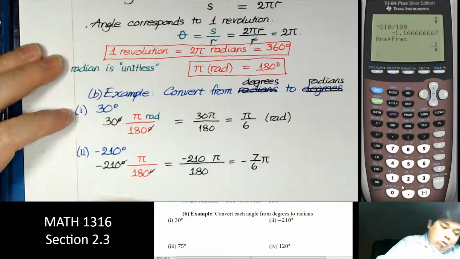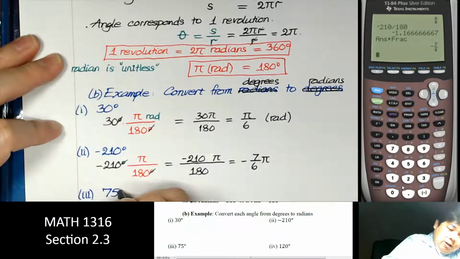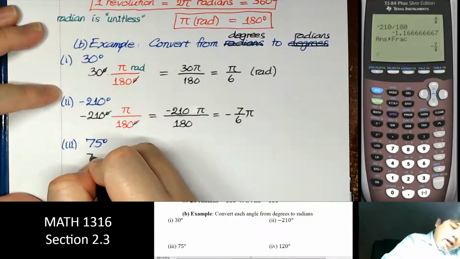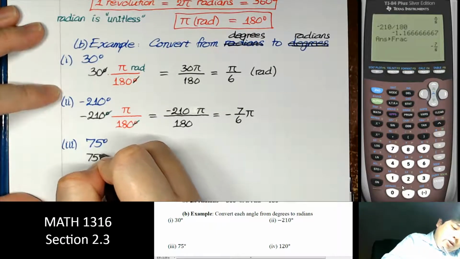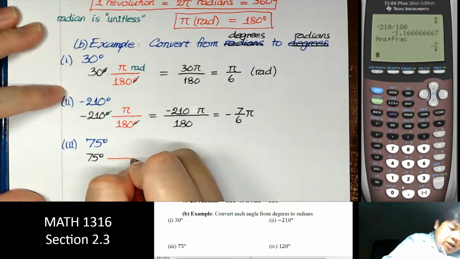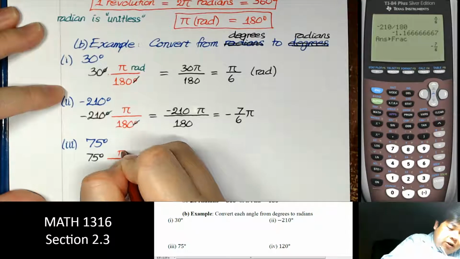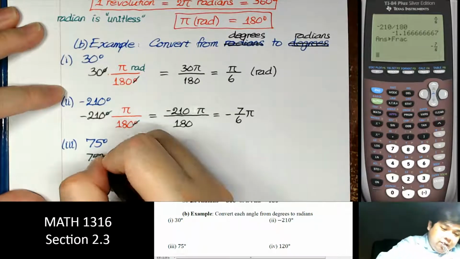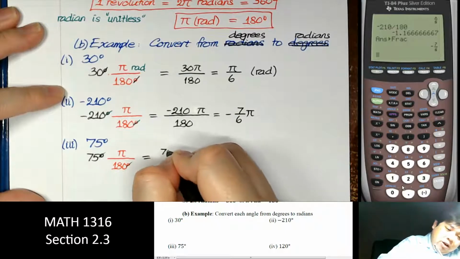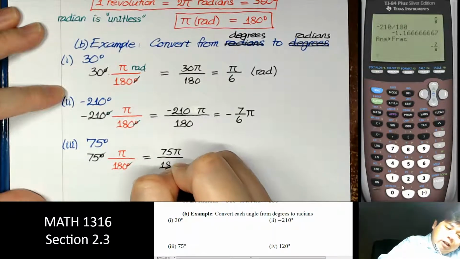Right. I think one more will be good. 75 degrees. Once again, we do not want degrees. That's why we'll put 180 degrees at the bottom. Then pi on the top. Degrees cancel out. 75 pi divided by 180.